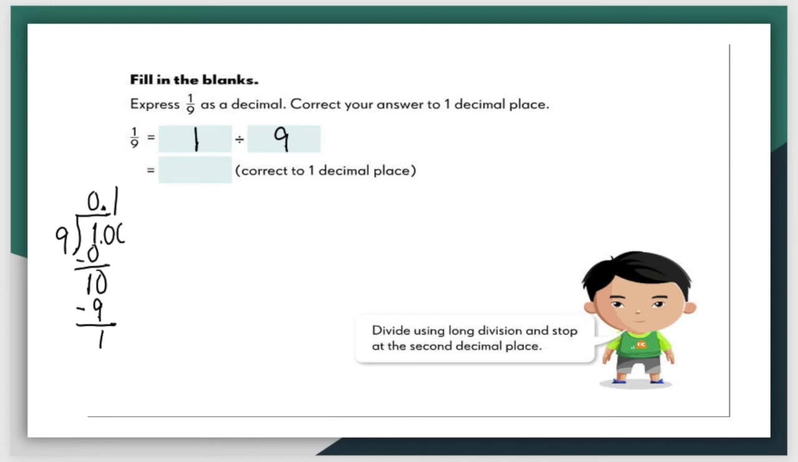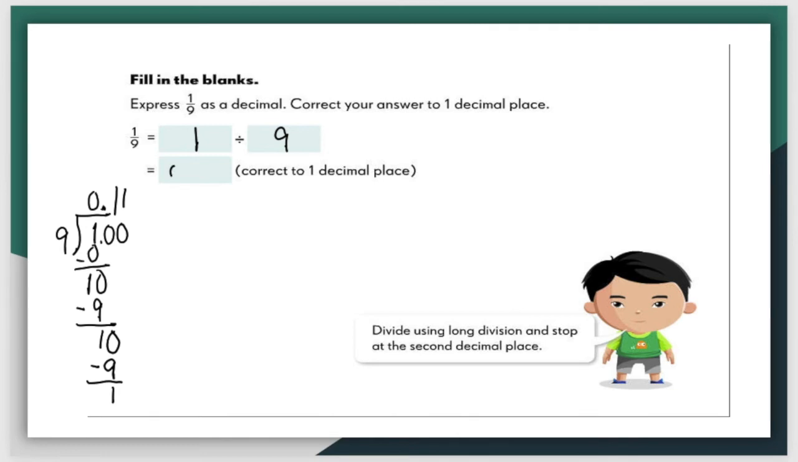We have another remainder, so let's rename it. 10 divided by 9 is 1. 1 times 9 is 9. What do you notice about our answer? No matter how many zeros I give, I will have a constant remainder 1 here. So let us stop at the second decimal place since we only want to have an answer with one decimal place.